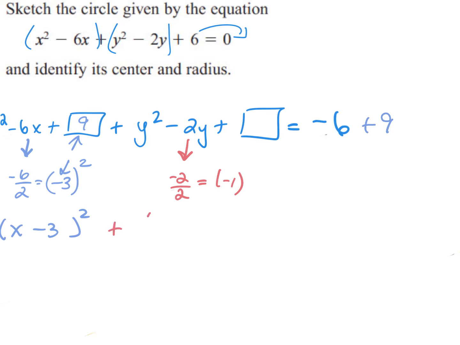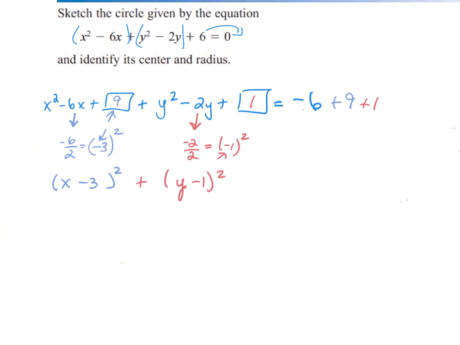So I know my second parenthesis is a binomial. It's going to be y and then whatever that number is. What is it? So y minus 1 squared. And then when we square negative 1, what do you get? Positive 1. So if I add 1 here, then I'm going to add 1 here. So simplify on the right.